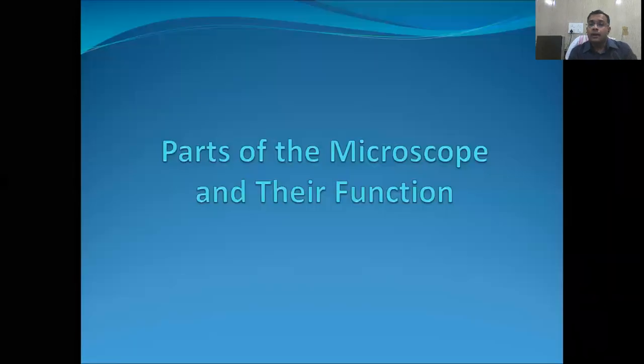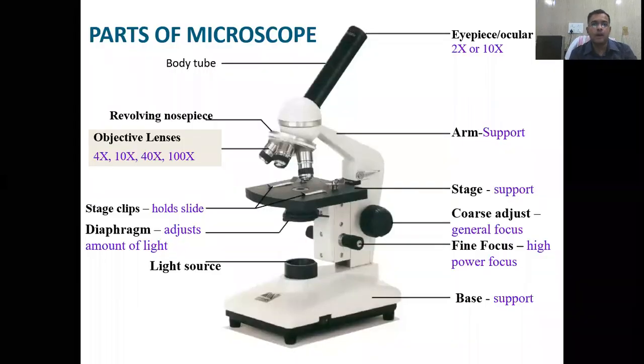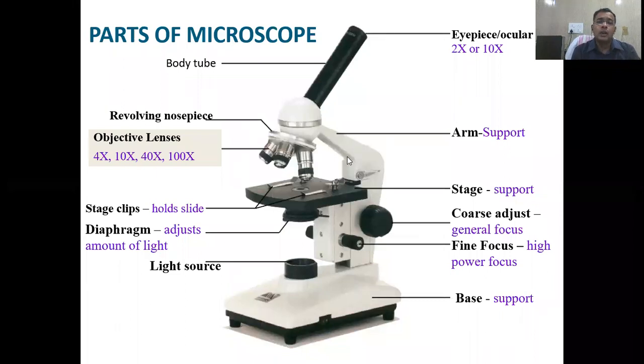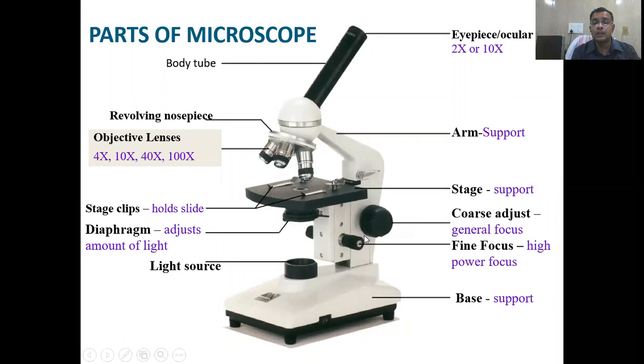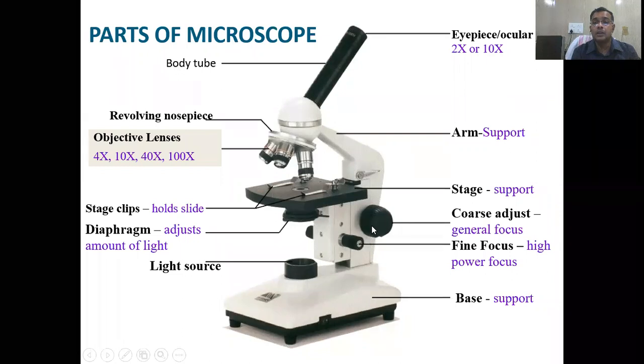Now coming to the parts of the microscope and their functions. One by one I will go in brief through the different parts of the microscope and how they are important. I have listed the different parts right from the top. These are the eyepiece, the arm, the stage, and the coarse adjustment and fine adjustment. These are always near each other and have similar functions.